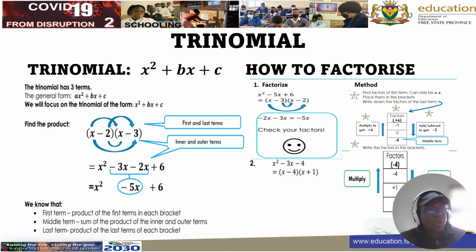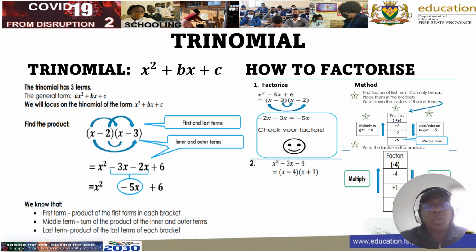What you must know when you write the product: the first term is the product of the first term in each bracket, the middle term is the sum of the products of the inner and the outer terms, and the last term is the product of the last term of each bracket.